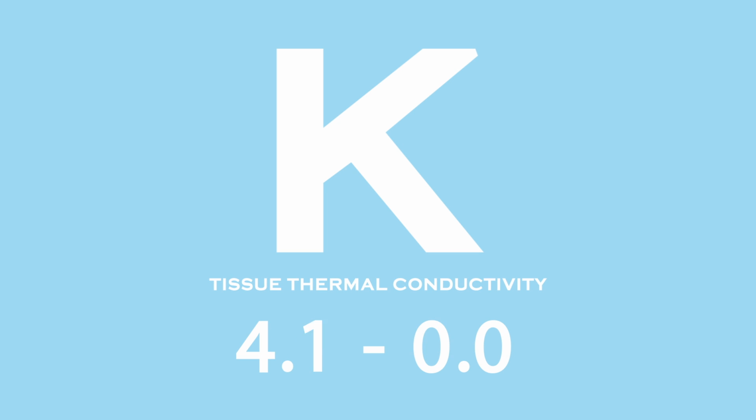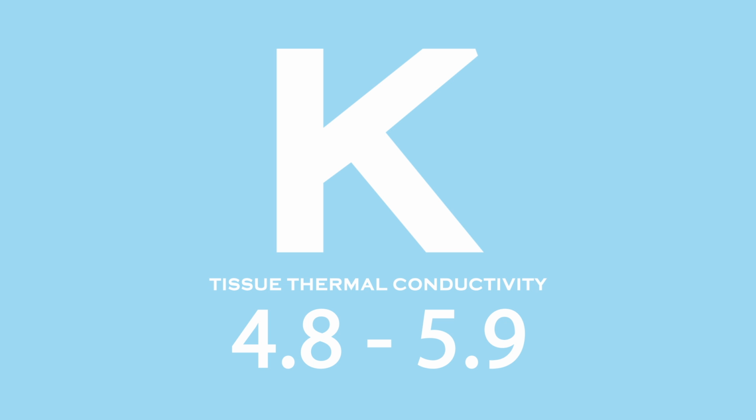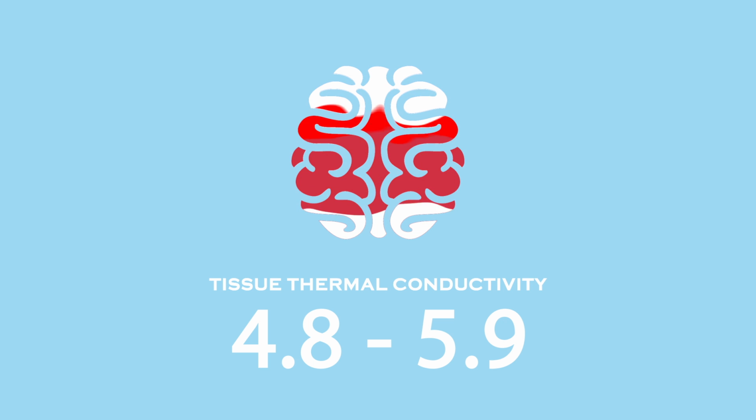K is the value of the tissue thermal conductivity, which is an intrinsic property of the tissue. Normal K values in brain white matter are between 4.9 and 5.1, corresponding to normal water content of 68% to 72%. However, typical K values in white matter following TBI or SAH are 4.8 to 5.9, with higher values associated with increasing tissue water content and edema.